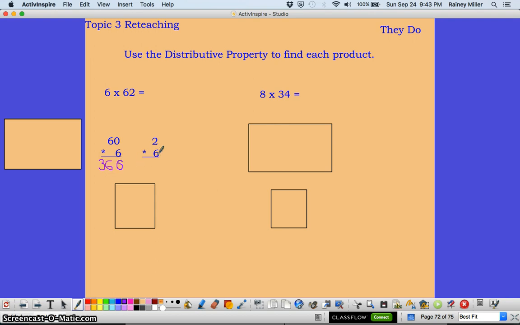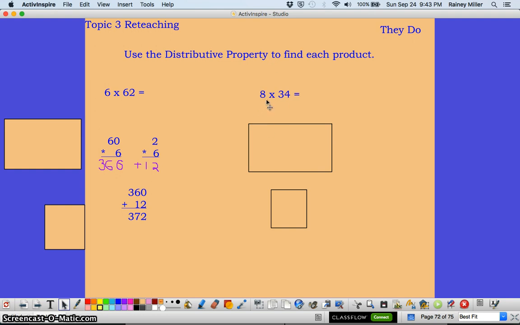Okay, now I'm going to go 2 times 6. Well, I know that's 12. So in order to get my answer, I'm going to add these two together. And when I add these two together, what I end up with is 372. If you haven't tried this one, go ahead and try the next one.